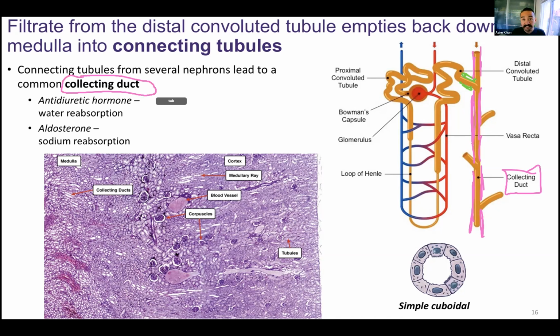This is our last chance to influence filtrate. This is our last chance to take water up. This is our last chance to save any other nutrients we need, like sodium, which can be very useful. If you recall, we've mentioned before special hormones like the antidiuretic hormone, which comes from the posterior pituitary.